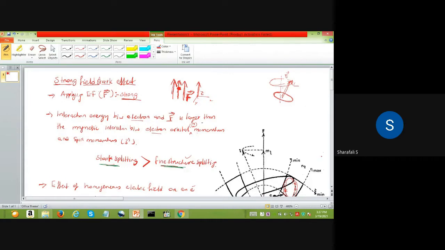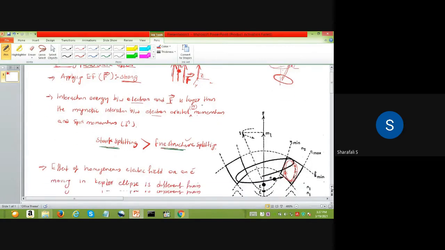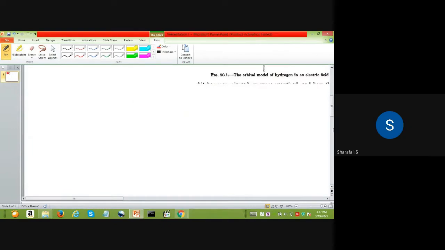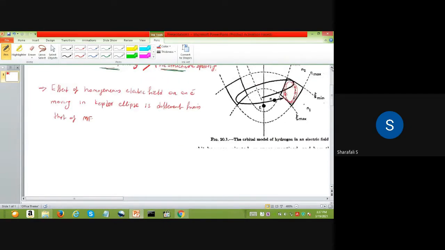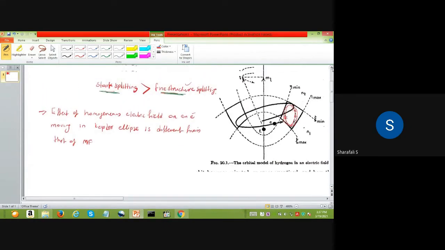But when you apply a strong electric field, the electron will experience a force, and its trajectory will become different in each case. It will not form a closed path or closed orbit. Each time it will have different orbits, and hence its center of mass will be different. But still, it will be confined in this range, and it can touch any point in this particular region.